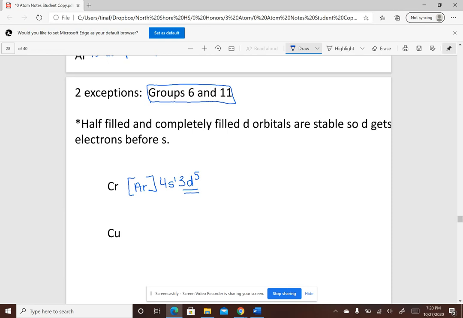Okay. Same thing with copper. So copper is in the same row, so it has all the electrons that argon would have. And then as we jump down to the 4th row, I would normally put 4s2 3d9, but since 9 is so close to 10 and the atom would be so much more stable with 10 electrons in the d orbitals, the 4s is going to give one of its electrons to the d orbitals so that I can have a full 10. So any element you get in group 6 or group 11, this is going to be the way that it fills up first.